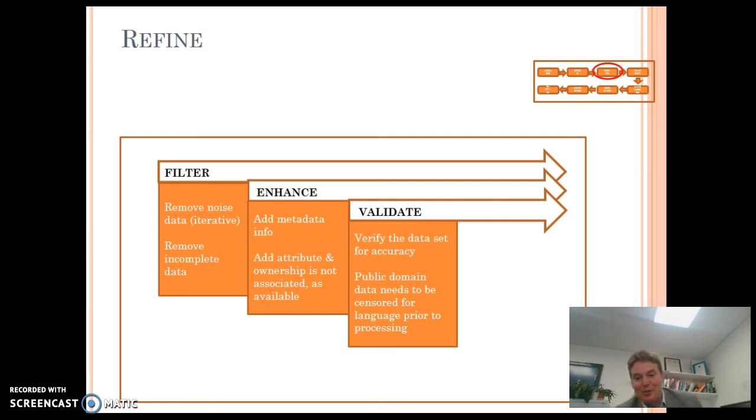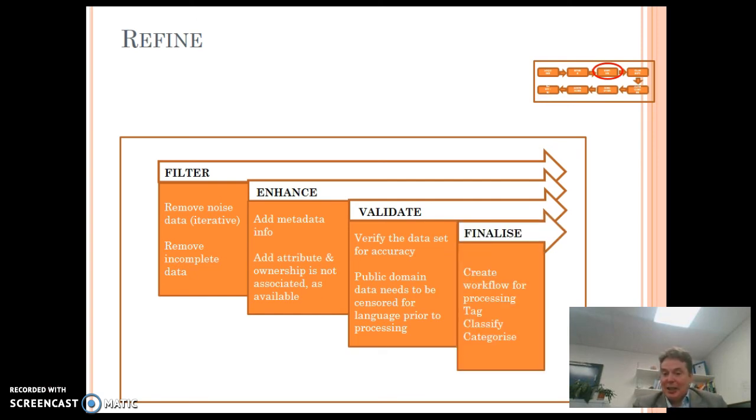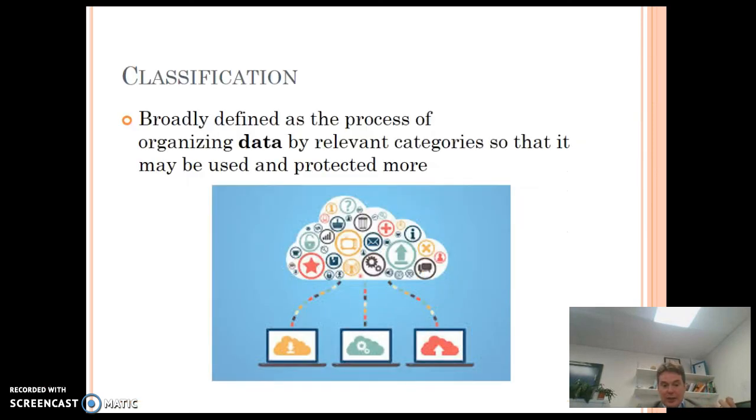Things like public domain data need to be censored for language, so we need to remove maybe foul language. We also need to make sure all our tweets are in English if we're running a text analysis based on English language. And then we go along and create this kind of processing workflow. We're going to talk about classification and categorization in a minute. The whole idea is that we now have a single version of our data that has some kind of integrity.